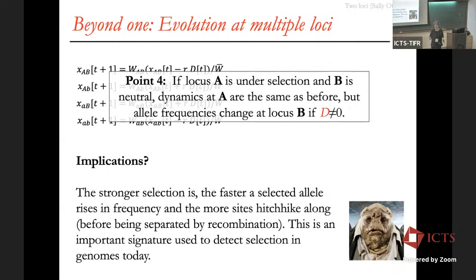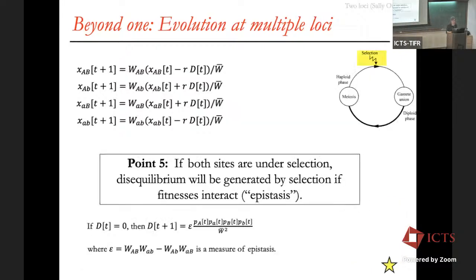And what's interesting about that is that you might not even know. Two sites might fix. One of them might have been the beneficial one. One of them might have been the deleterious allele that got dragged up in frequency by accident, by genetic hitchhiking. And you may identify the wrong one as the cause of selection.